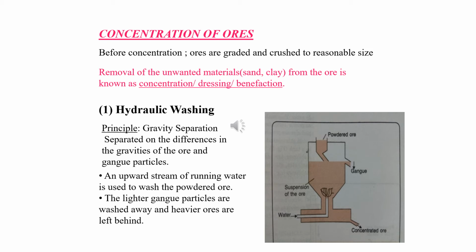That is, the metal ore and the impurity will have differences in the gravities, and this physical property is used in concentrating the ore. In the process, we find an upward stream of running water is used to wash the powdered ore. The gangue, being lighter, is washed away and the heavier ore is left behind. This heavier ore is then collected. We can see the same in the picture given over here in the slide.